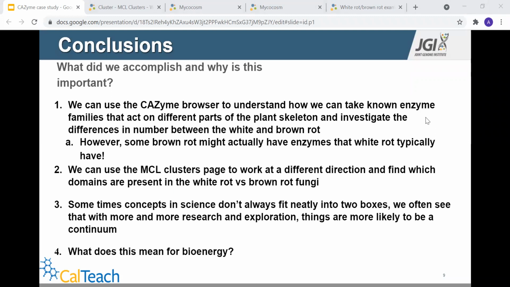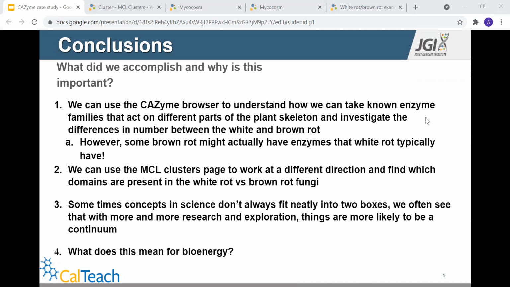We can also use the MCL clusters page to work in a different direction and find which domains are present in the white rot specifically that the brown rot don't have. And next, I wanted to point out, sometimes concepts in science don't always fit neatly into two boxes. Oftentimes we'd like them to, but the reality is that more often than not, they don't. With more and more research and exploration, things are more likely to be a continuum rather than two separate things.